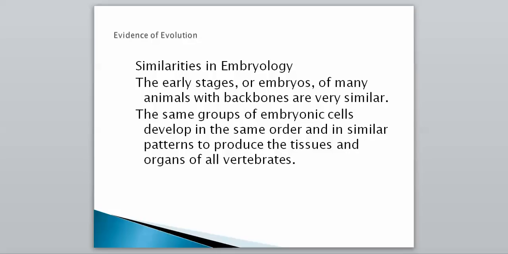And so our last evidence is the similarities in embryology. The early stages or embryos of many animals with backbones are very similar. We can look at, again, an early development of a cat is very similar to early development of a human. These same groups of embryonic cells develop in the same order and in similar patterns to produce the tissues and organs of all vertebrates. If you take Bio 2, we'll talk about this more in depth then, about how if we look at evolution, we can look at early development to tell us how closely related things are.